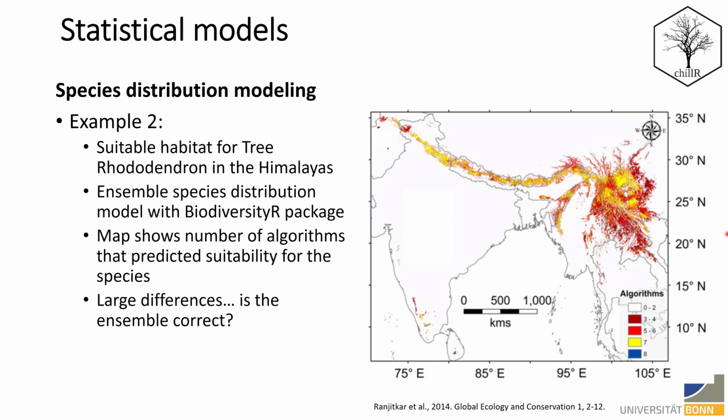So is the ensemble really the best way to go? Or is maybe one of these methods clearly better than the others and we should only be using that? That's a question that is often very difficult to answer. And there's, of course, no guarantee that all of these actually produce plausible results. Maybe some of these approaches are just rubbish and we don't know. So sometimes it certainly would be worth looking a bit more in detail into how plausible these predictions are.